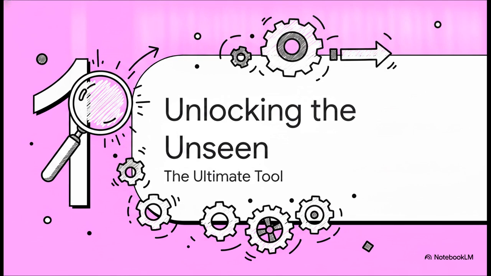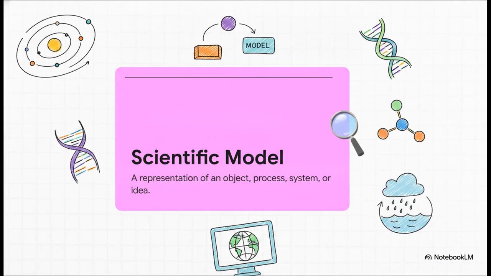All right, part 1, unlocking the unseen, and defining what I like to call the ultimate scientific tool. So what exactly is a scientific model? Well, it's a representation of an object, a process, a system, or even an idea that helps us explain or understand a scientific concept. The absolutely crucial word there is representation. It is not the real object itself. It's a simplified version. It might be scaled way down, scaled way up, drawn out, calculated, or simulated on a computer. But its entire purpose is to help us study and explain the real thing without needing the real thing sitting right in front of us.